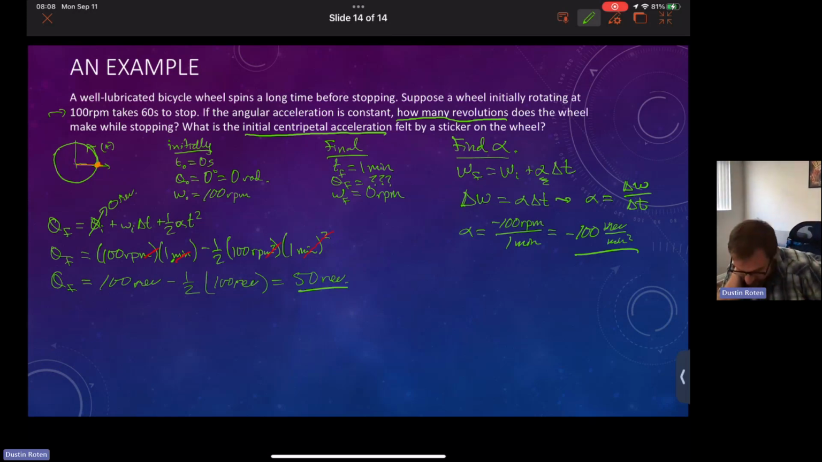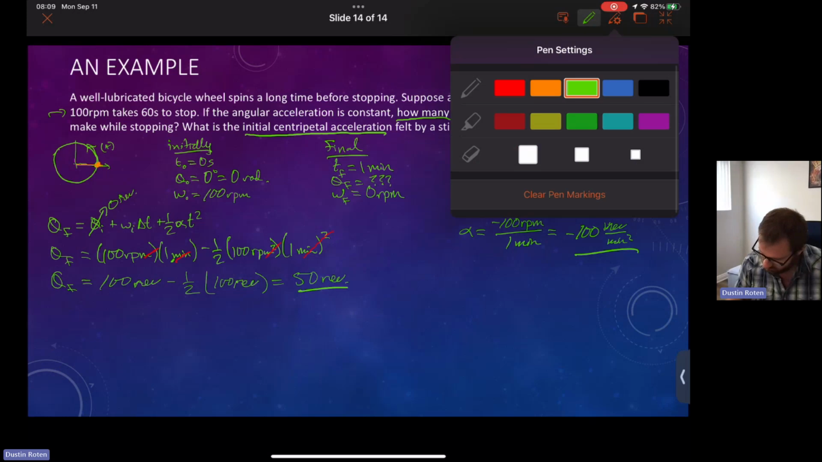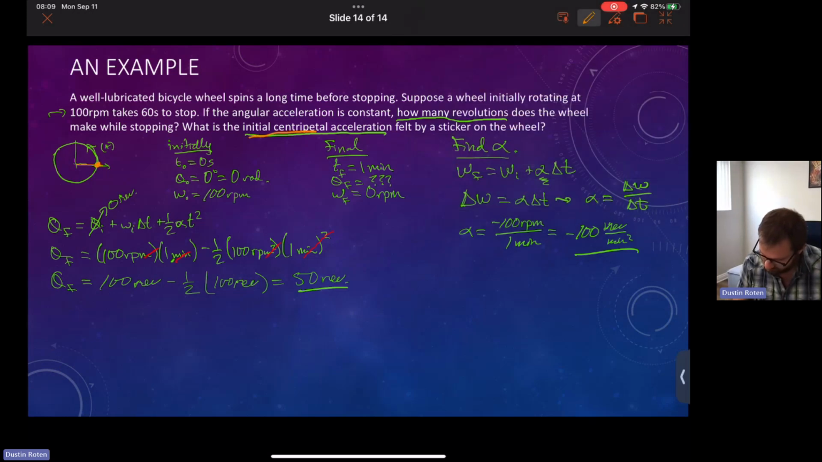Okay. Well, now the next question is like right when this started, it's traveling at 100 RPMs. So if there's a sticker on the wheel, what's the initial centripetal acceleration felt by that sticker? Well, we need a tangential velocity. All right. Let's see, we also need a period. So let's think about that first. This will be for this initial, I'll switch colors to orange. So we know we need some sort of velocity because the centripetal acceleration is v squared over r.